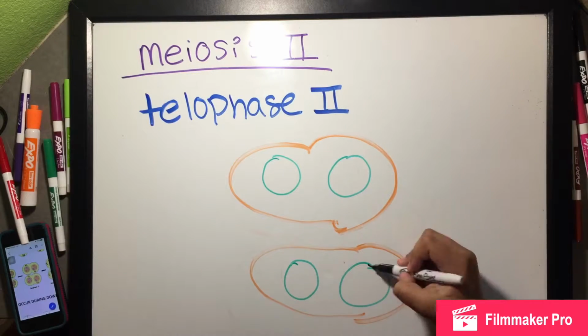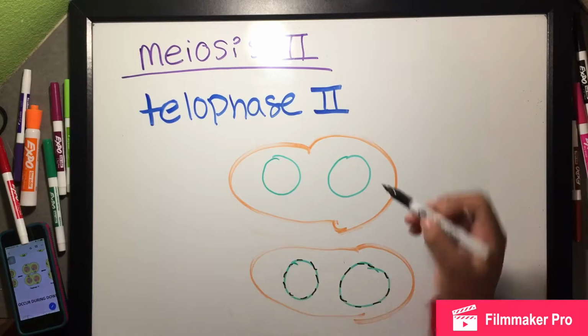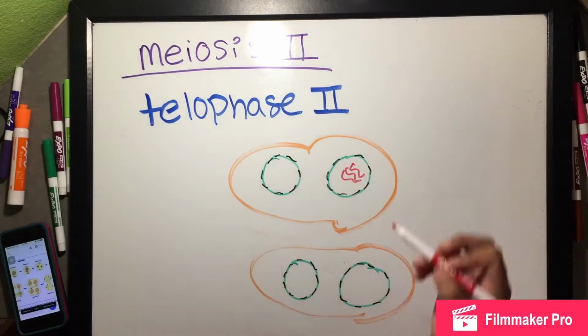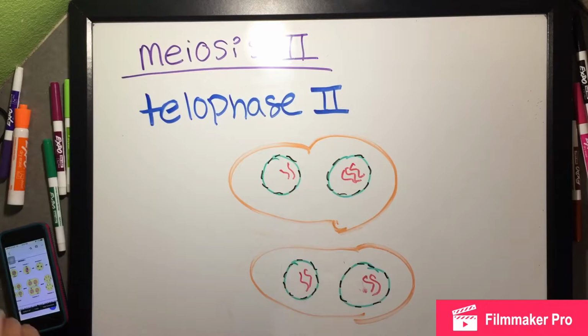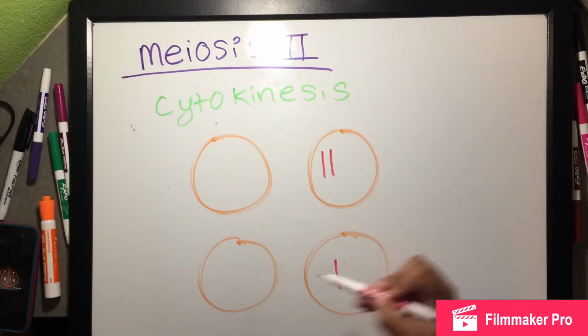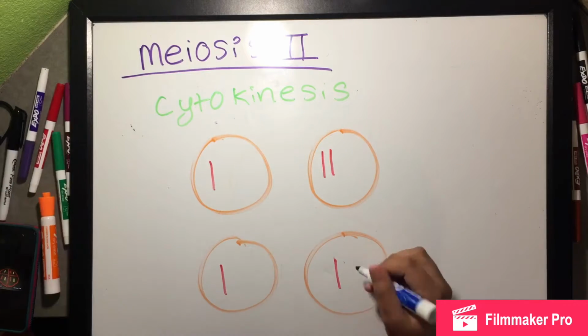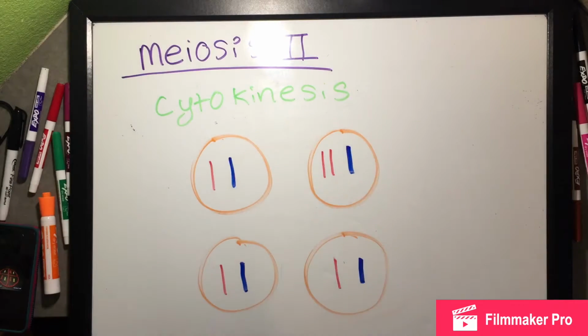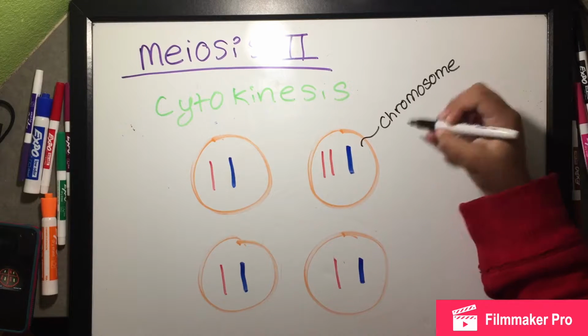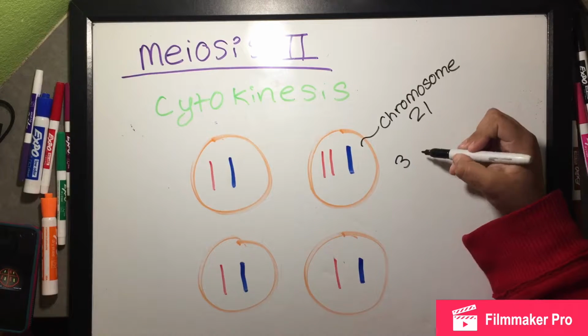Then the cells go through the next step, which is telophase 2. In telophase 2, a nuclear membrane forms around the chromosomes in each of the 4 new cells. The cells have reached the end of meiosis 2. Here we are left with 4 cells, each having 2 except one that has 3 chromosomes in it. This is chromosome 21, where it has 3 chromosomes instead of 2.